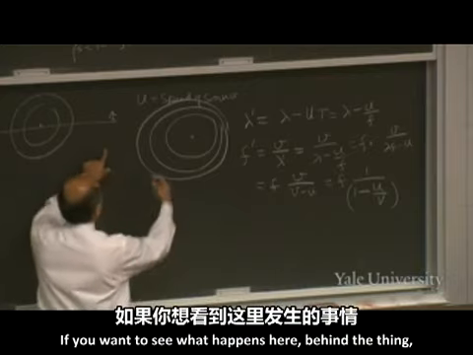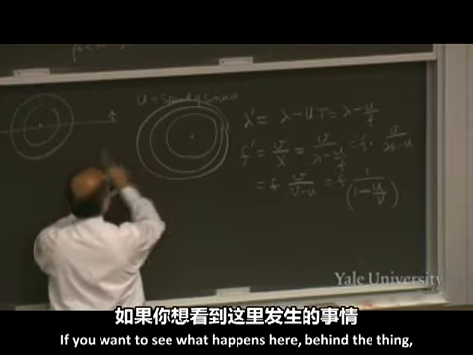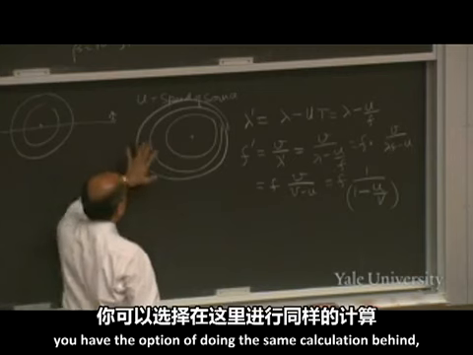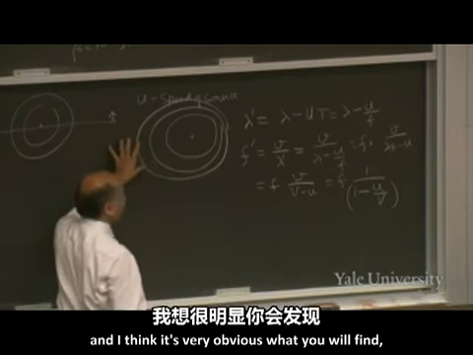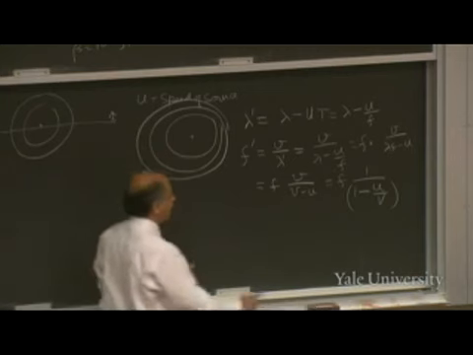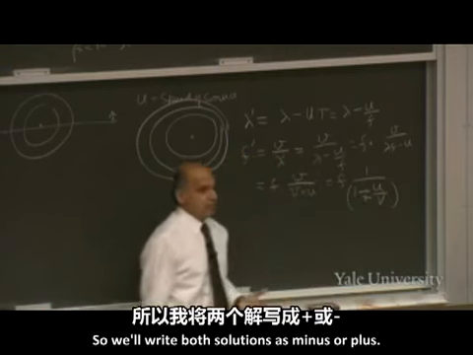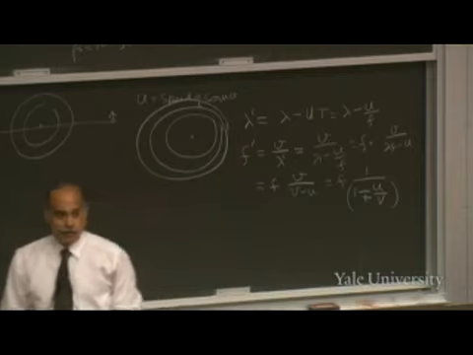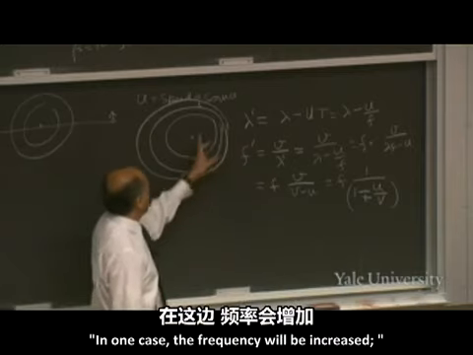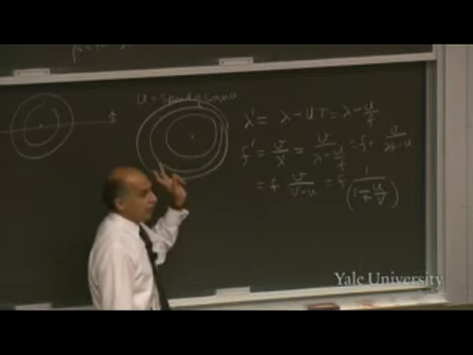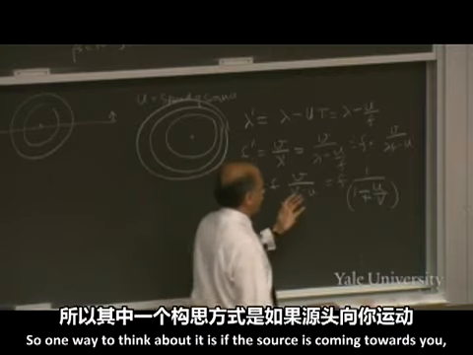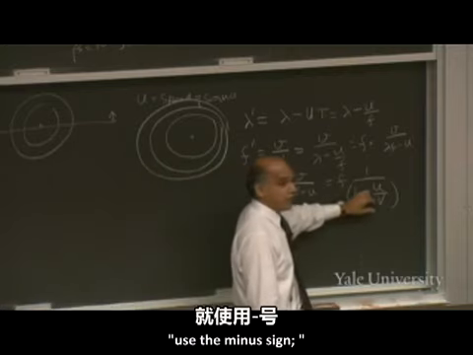If you want to see what happens behind the thing, you have the option of doing the same calculation behind, and I think it's very obvious what you will find. You will get 1 plus something. So we'll write both solutions as minus or plus. In one case, the frequency will be increased. In the other case, the frequency will be decreased. So one way to think about it is, if the source is coming towards you, you use the minus sign.